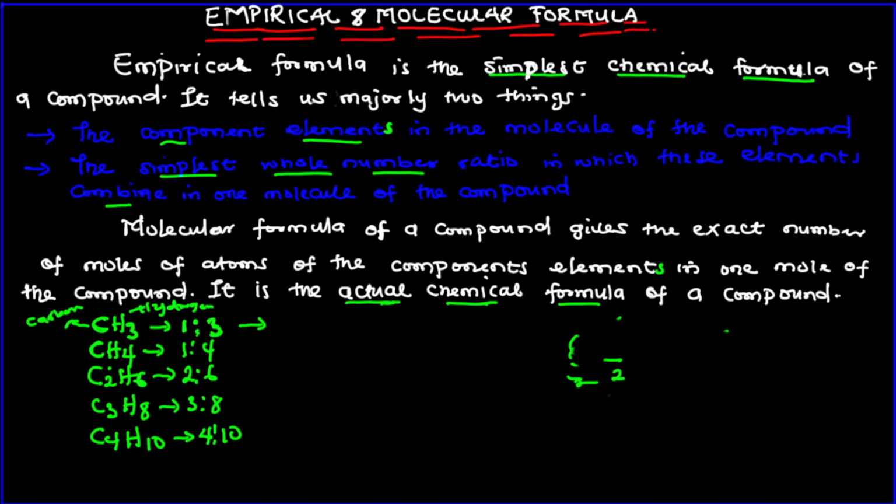I hope this is clear. Looking at the ratio in which these elements combine, we can say that this 1:3 is in its simplest form because there is no common number that can divide both of them that will give us another whole number. So this still becomes CH3. So this can be tagged as an empirical formula.